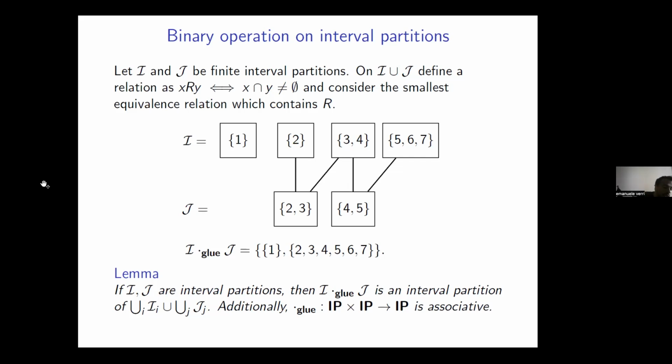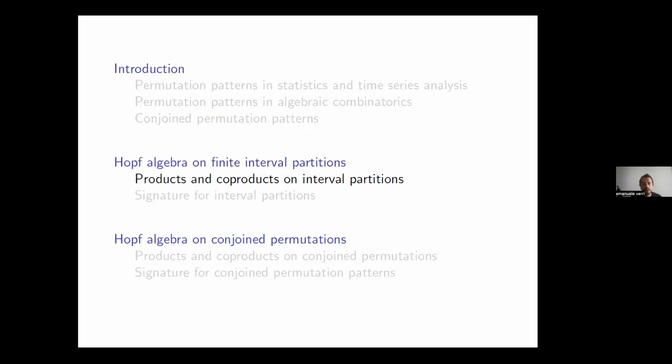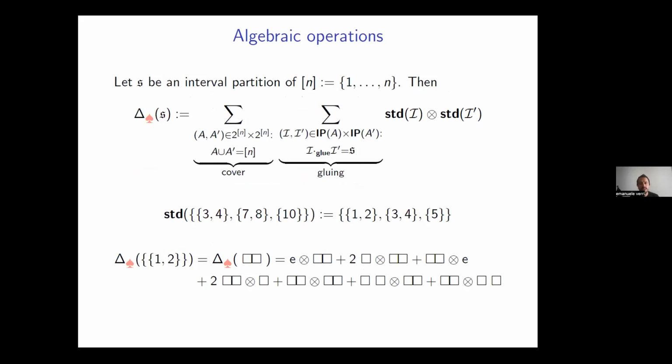And additionally, we also proved that this operation is associative, which is important because we want to introduce a product and a coproduct which are associative. So let's talk now about the products and the coproducts. The main operation is defined in a way that is reminiscent of the operation that Yannick introduced. So we take interval partitions of n, and then we define a coproduct that is summing again over pairs such that their union covers the ground set.